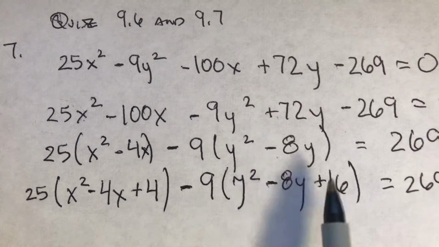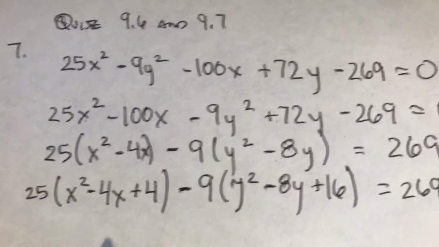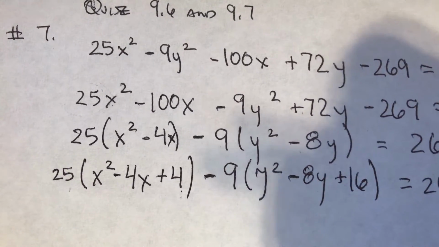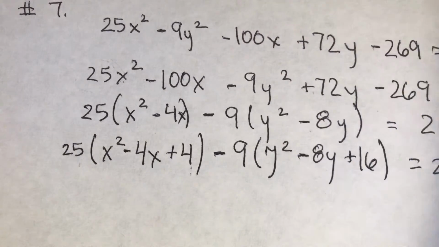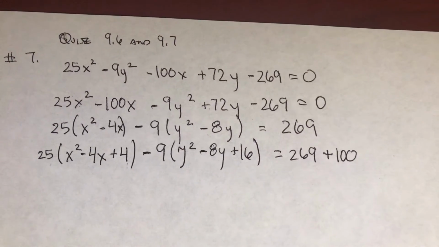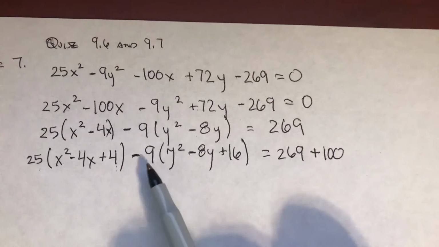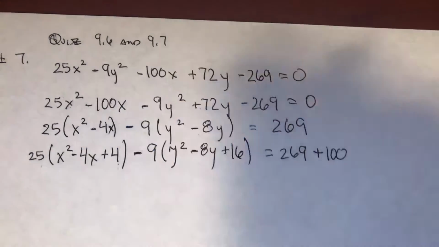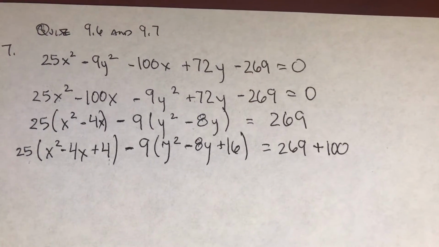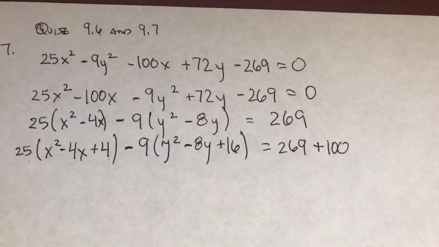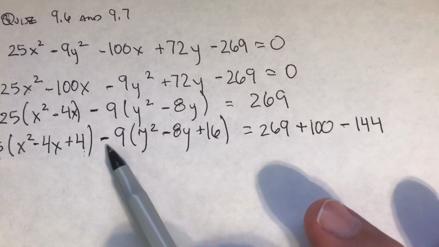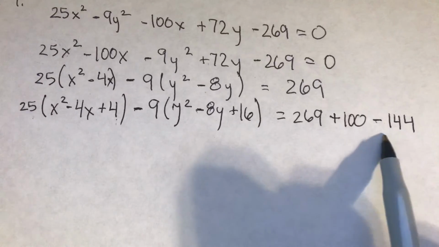Now, I added something here and I added something here, so I've got to add something here and here. I added 4 here, but this 4 is being multiplied by 25, so this needs to be 4 times 25, or 100. See that? And then I need to add 9 times 16. But notice that that 9 has got a minus in front of it, so negative 9 times 16 is negative 144.